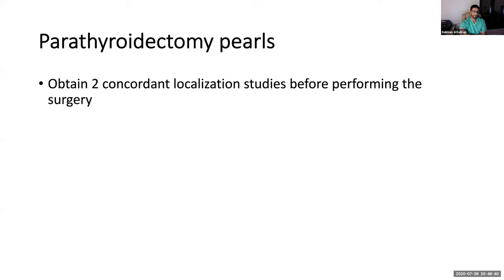All right, parathyroid pearls. Okay, if you decided after your residency to do parathyroid surgery, obtain 2 concordant localization studies before performing surgery. Okay, if you don't have 2 localization studies, think twice before you take the patient to the operating room. A 20-minute procedure could be a 6-hour procedure with significant comorbidities.